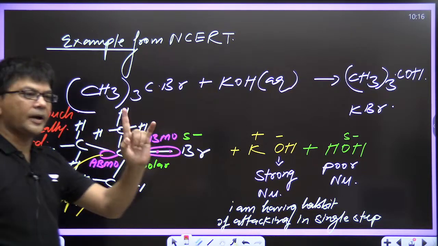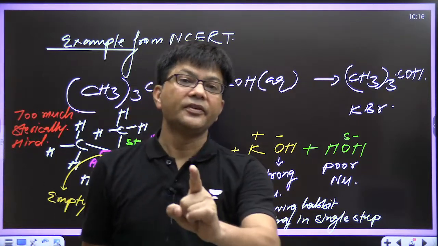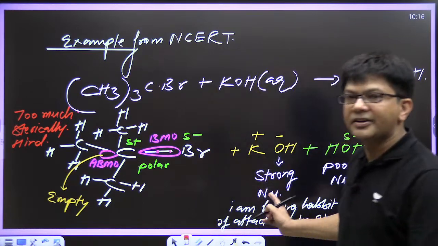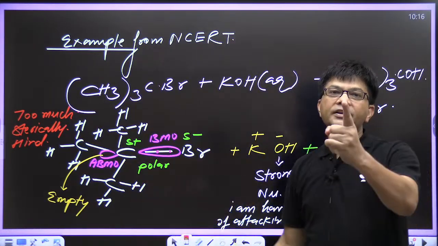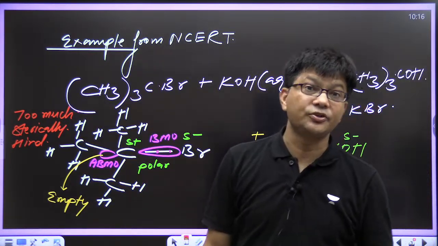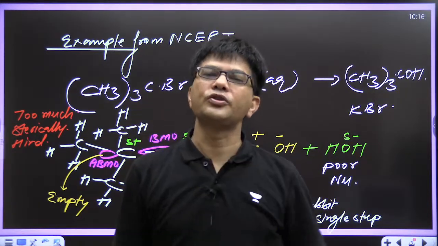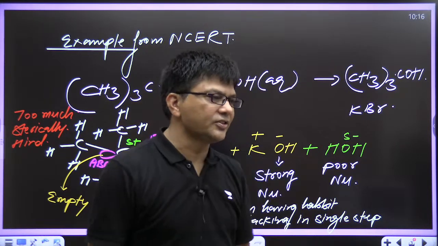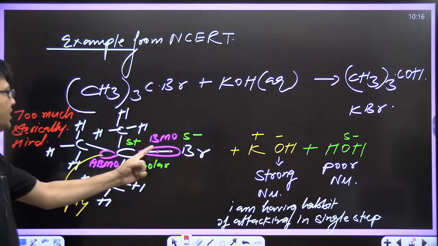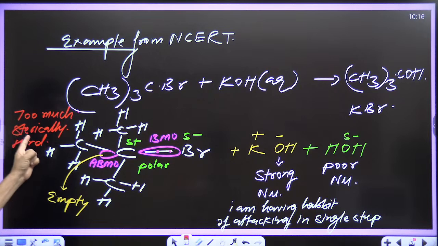So in a single step, the reaction can't take place. If it could have reacted in a single step, then definitely it should be known as an SN2 reaction. That's why tertiary alkyl halides do not show SN2 reaction. This is the reason why tertiary alkyl halides do not show SN2 reaction.